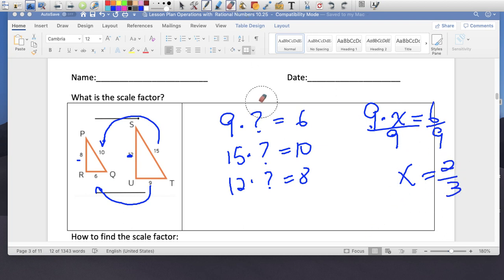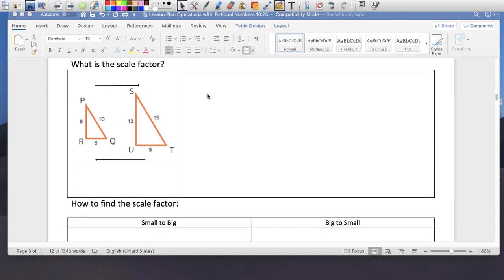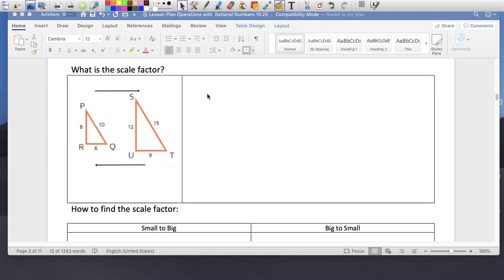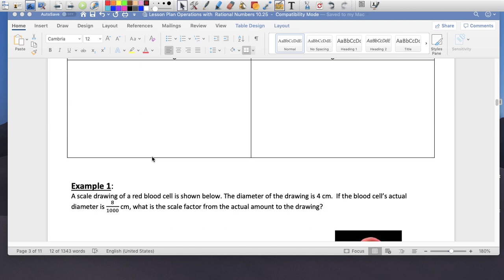Now, what I'm going to do here is ask you to change all these to 2/3. It's 9 times 2/3, 6. It's 15 times 2/3, 10. It's 12 times 2/3, 8. And you'll see that it works out. So the scale factor going from big to small is 2/3. Okay? So how do we find the scale factor? Oh, and I guess I just did that part here at the bottom.